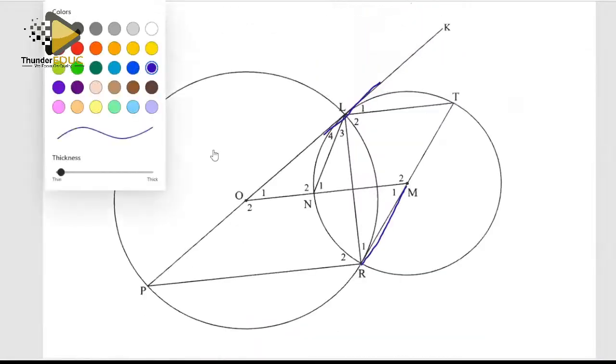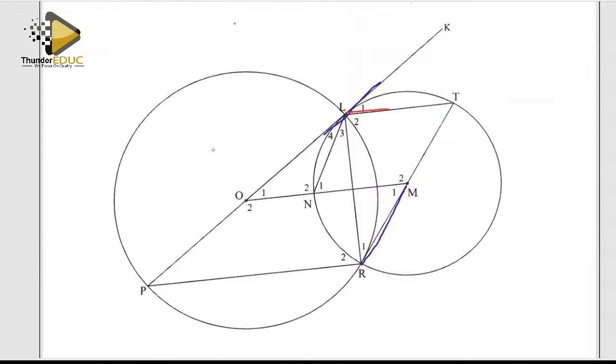LT, let me just highlight this. LT is parallel to PR. Okay, so for us to have parallel lines, remember what we need to look out for. We need to look for corresponding angles, alternating angles, as well as the cointerior. But in this case, the cointerior will not apply. So let me use the tan chord, because I know that this angle is going to be the same as that. So I'll say that L1 is the same as R1.